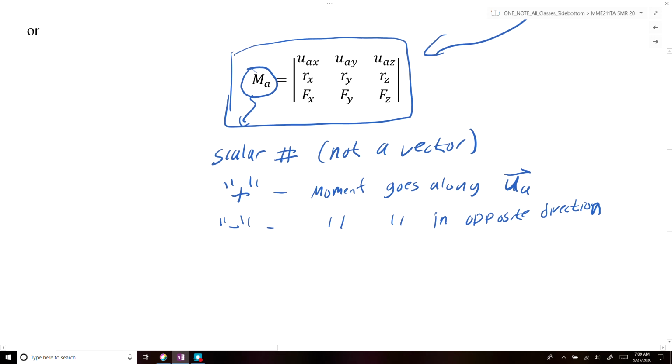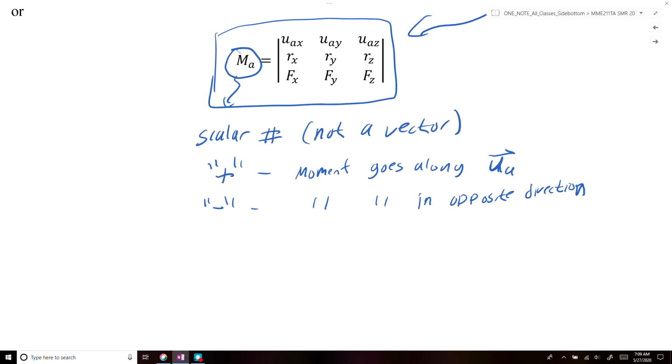Sometimes you might be asked to write that moment about an axis as a vector. In that case, what you'd have to do is multiply M of A, which is a scalar number, by the unit vector of the axis.